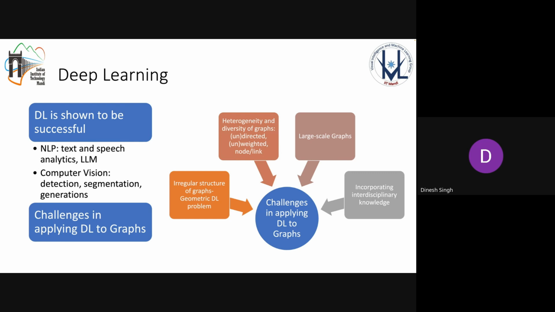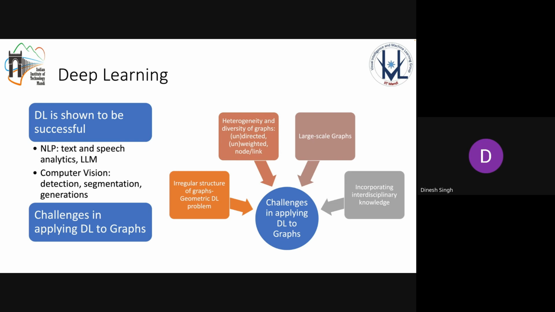Then, of course, large scale graphs. If we talk about nowadays the social networks, Facebook, LinkedIn, they have millions of users, which are going to be nodes, then billions or trillions of edges among them. So that is the scale of the graphs available today. How we can scale these methods to such a large scale is again a very big challenge.